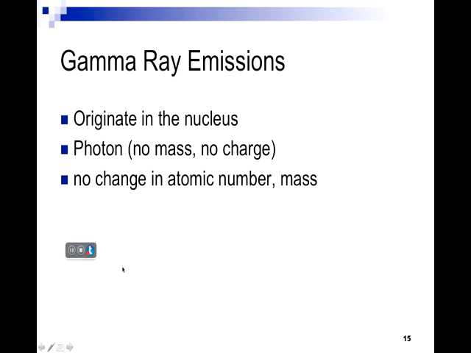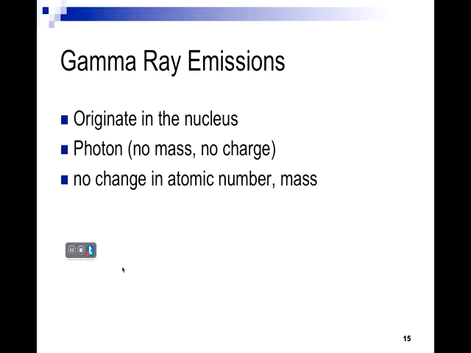Now, gamma emissions. What gamma emissions are is one of the radioisotope decay series. A gamma emission is indistinguishable from an X-ray, except that it originates in the nucleus. It, like an X-ray, is a photon. It's a wave, just on that electromagnetic spectrum I showed you earlier. Therefore, it has no mass and no charge.